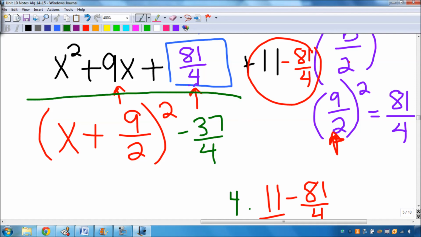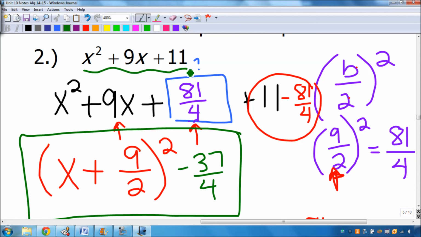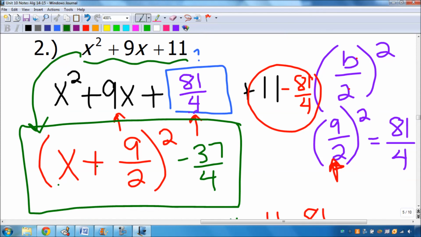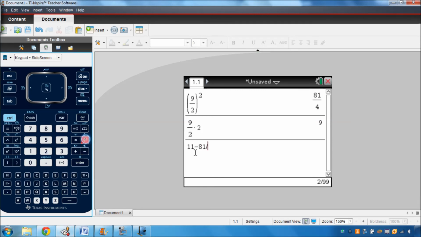And this is my final answer. This is my expression that is equivalent to this expression right here, where I have completed the square. Okay, and again, if I were to multiply out x plus 9 over 2 times x plus 9 over 2, and then subtract 37 over 4 from that, I would indeed get 11 as my answer, okay? So let's just show how we can do it on our calculator to begin with. We can just take 11, subtract 81 over 4 from 11, and you end up getting negative 37 over 4.